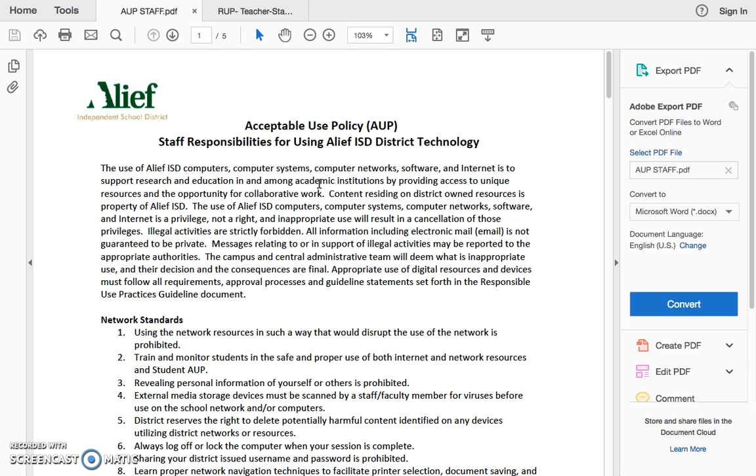The AUP form is the acceptable use policy. This is the policy that all staff members must follow in order to use computers and the network, software, and the internet on ALEAF campuses.